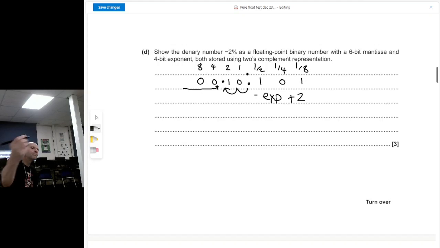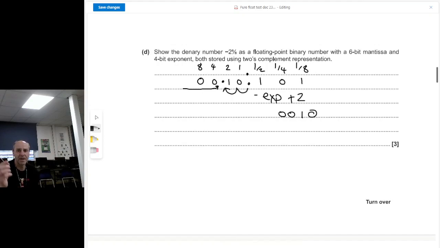If I had to move the binary point to the left, it's a positive exponent. If I move it to the right, it's a negative exponent. As soon as I've got that, I can do that bit of the question. So even if I screw up the mantissa, I'm going to get something for the exponent. I've written exponent plus 2. It said 4 bits, so that would make the exponent 0010. Right, let's sort out the mantissa.